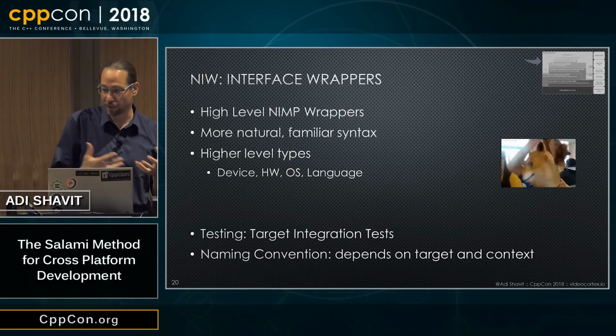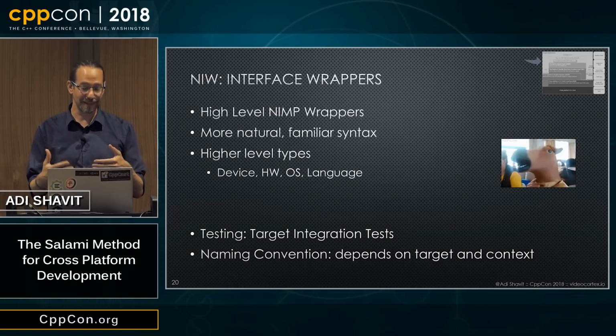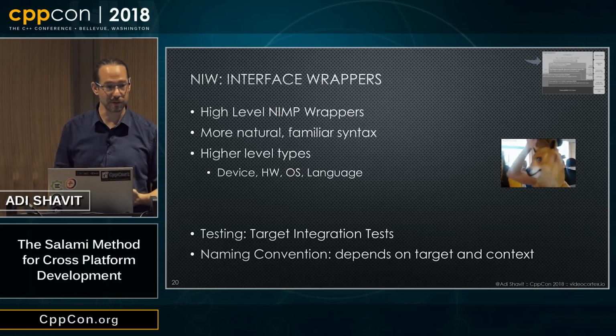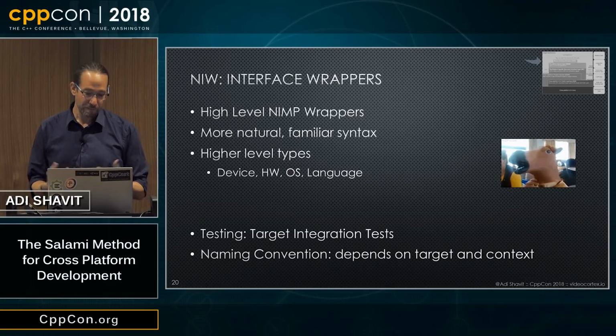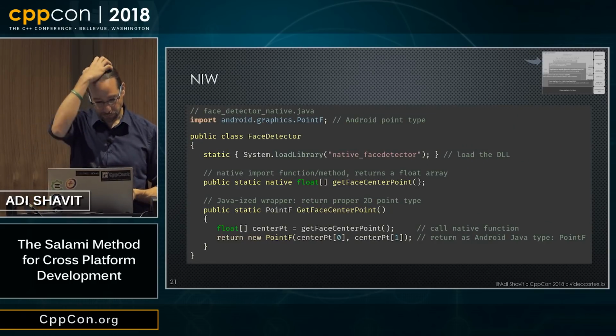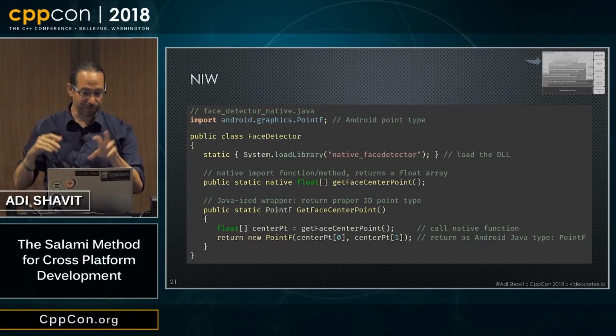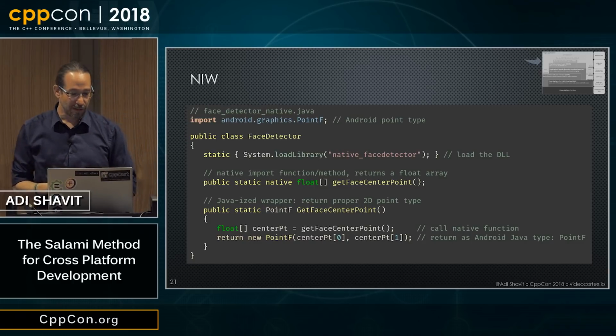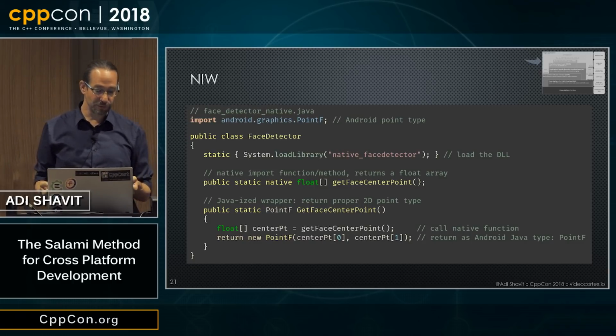So again, here we can look at integration tests. And in this case, these tests are going to show you how the user is going to use your API. And again, it depends on the context. It depends on the actual target. So this example uses a slightly different set of functions just to make the point. So again, it's an Android example.